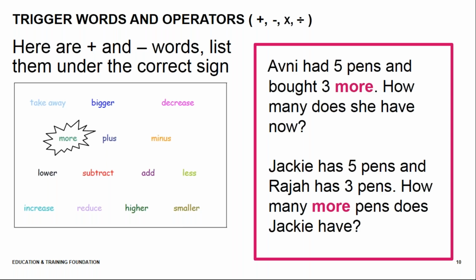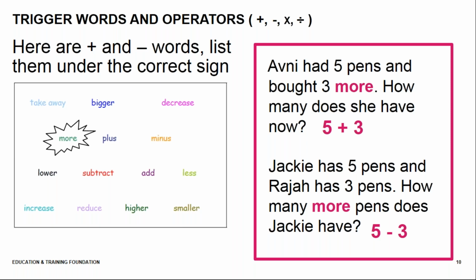So if Avni had 5 pens and bought 3 more, we would need to add 5 and 3 to find out how many she has altogether. But if Jackie has 5 pens and Raja has 3 pens, to find out how many more Jackie has, the natural thing to do would be to take away, which results in us needing to complete 2 different number sentences to answer the 2 questions.